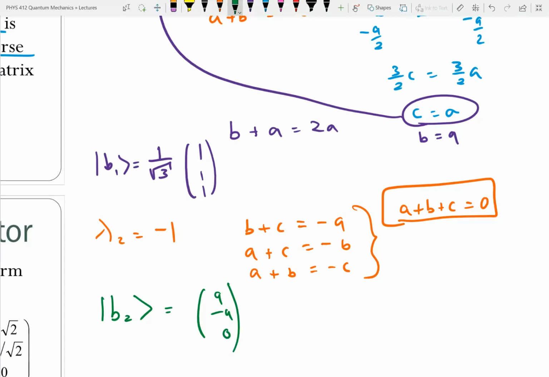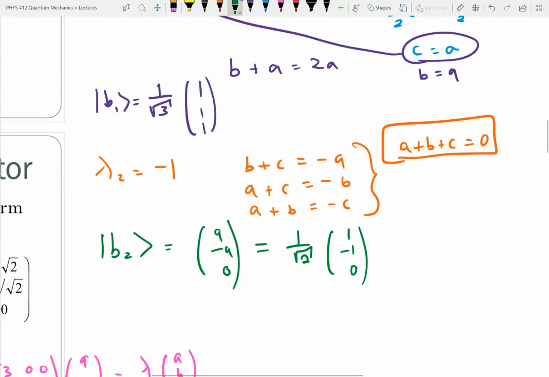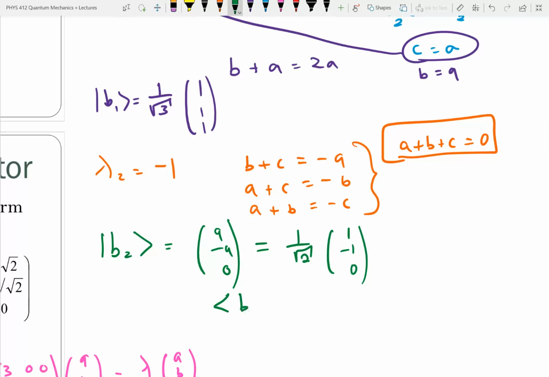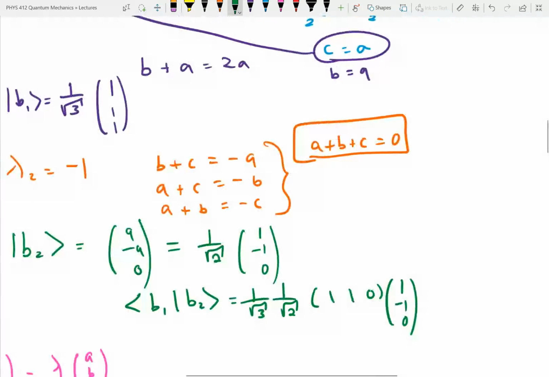Why did I go with that? Well, I can normalize that real quick. Right, it's easy to normalize. And I can check the orthogonality. B1 has a constant of 1 over square root 3. B2 has a constant of 1 over square root 2. So I put the two constants out front. Screwed up there, didn't I? That's a 1.